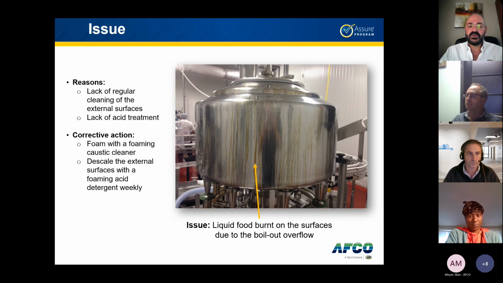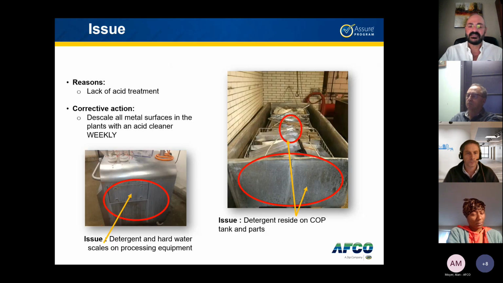You've got liquid food burnt on the surfaces due to the boil-out overflow. Well, okay, we cleaned the inside surface, we boiled it out. Why don't we clean the outside? Apply an acid to remove all these burnt-on deposits of food on the external surface of the kettle. Make it shiny. Keep it shiny with an acid cleaner. Every week, apply cleaners on that. And before you apply the acid cleaner, you need to use an alkaline, of course, to remove any greases and fats, and then you apply the acid.